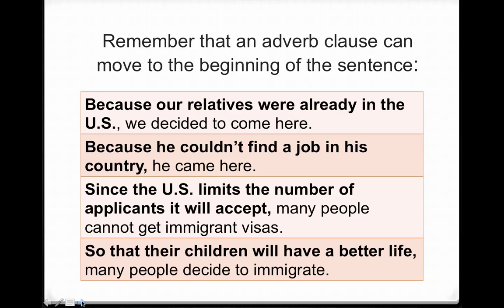Because our relatives were already in the U.S., and you see now there's a comma, we decided to come here. Because he couldn't find a job in his country, with a comma, he came here. Since the U.S. limits the number of applicants it will accept, there's a comma, many people cannot get immigrant visas. So that their children will have a better life, a comma, many people decide to immigrate.